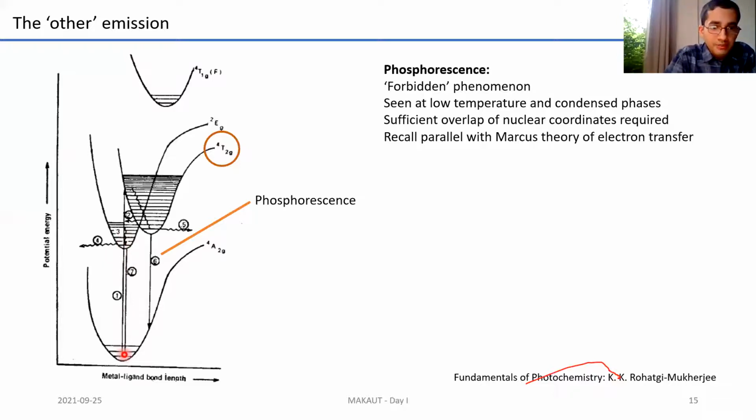What happens is that there is an absorption to an excited state which has the same spin as the ground state, and then there is a crossover to a different spin state. Now remember that this is a forbidden phenomenon. Quantum mechanics does not allow this to happen. But under certain cases, the singlet to triplet transition can be seen at low temperatures and in condensed phases where the matrix is rigid and the temperature is low. Then it can go to a triplet state, and from the triplet state, it can radiate energy.